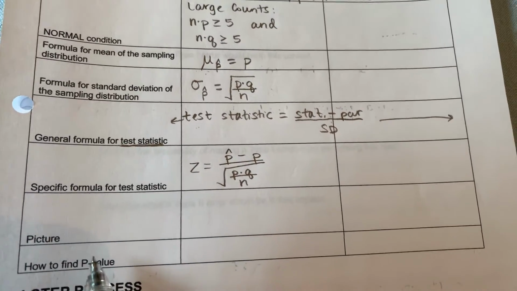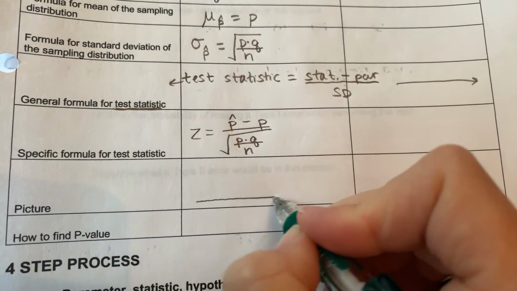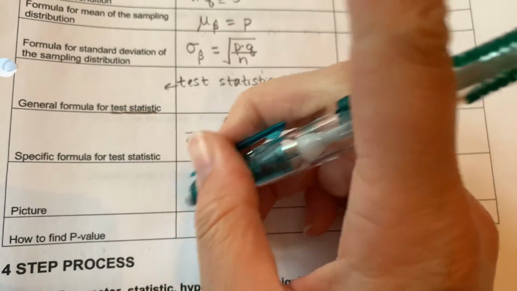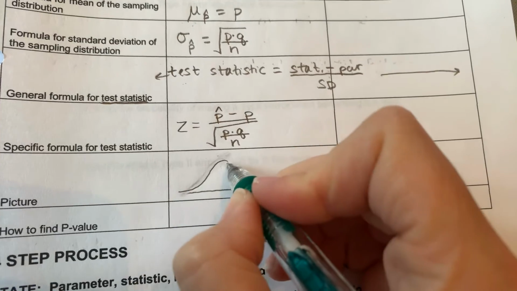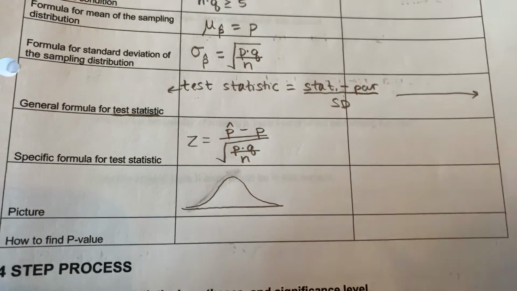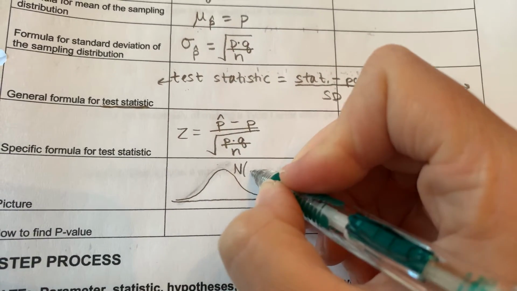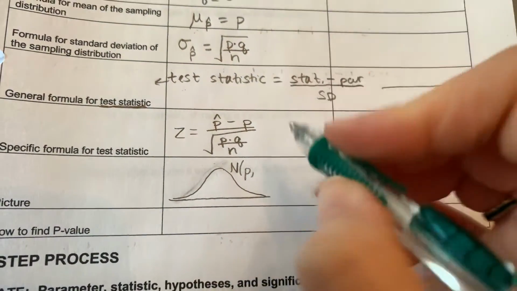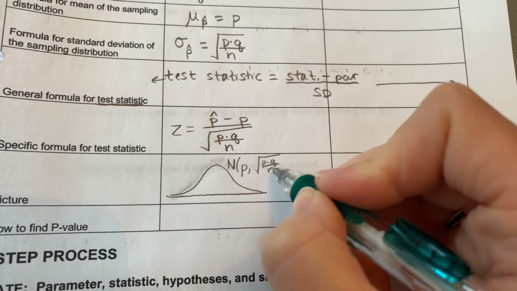Okay, so the picture, you have to draw the picture to get full credit, is going to be a normal curve. It's going to be a normal curve. I don't expect your pictures to be perfect, but I do expect you to try to make it look like that. We label it with an N for normal, and then we put the mean, which in this case is P, and the standard deviation, which in this case is that square root of P times Q divided by N.